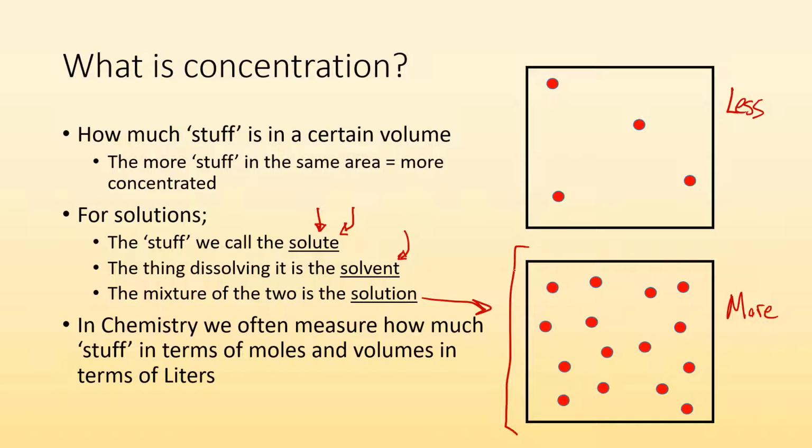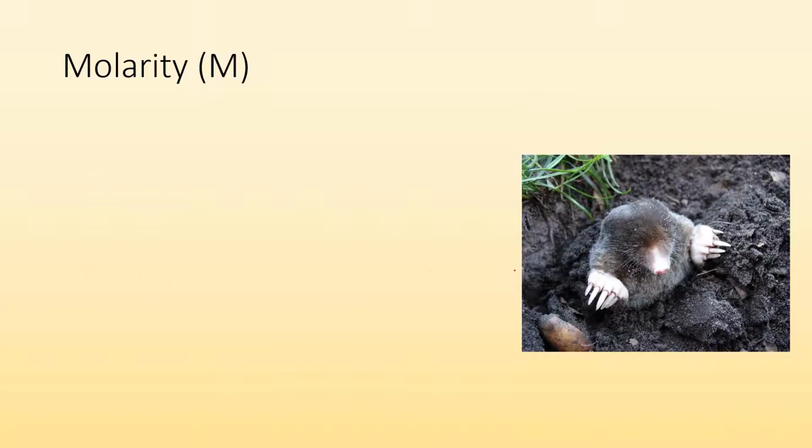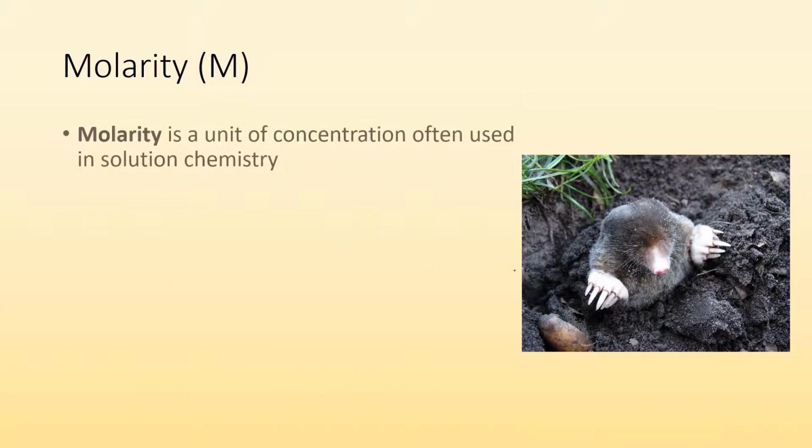In chemistry, we often measure how much stuff in terms of moles and volume in terms of liters. So we have a unit that tells us how many moles we have per liter. We call it molarity. It's abbreviated by a capital M. So molarity is a unit of concentration that is often used in solution chemistry, right?